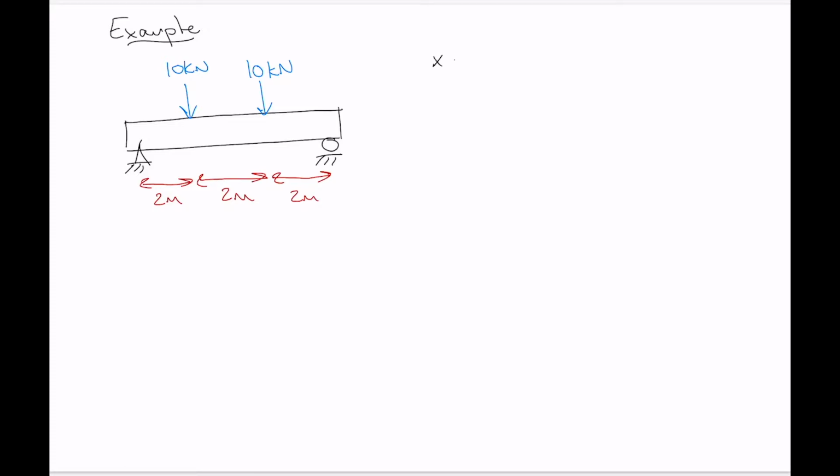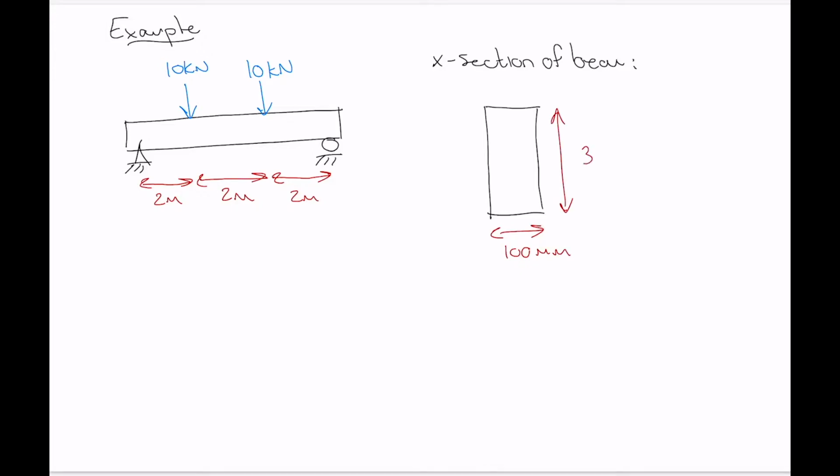Now, in terms of the cross-section of the beam, we'll just give this beam a rectangular cross-section like this. This will be 100 millimeters, and this will be 300 millimeters. Now, for the problem, and we haven't seen a lot of beams with this sort of loading scenario yet, we're also going to add another load. We're going to add a horizontal load here and say that this is 40 kilonewtons.